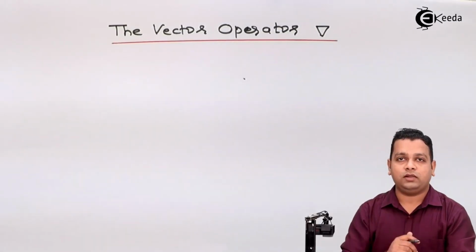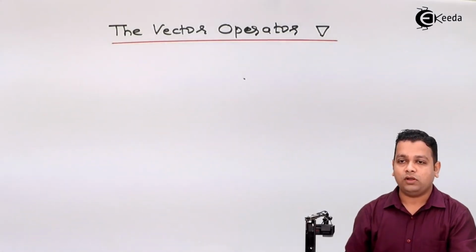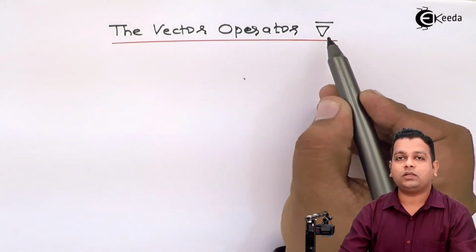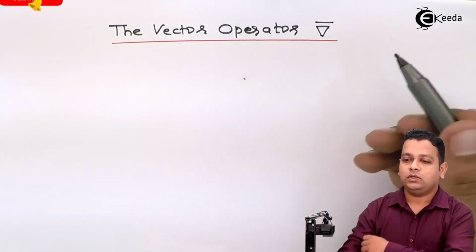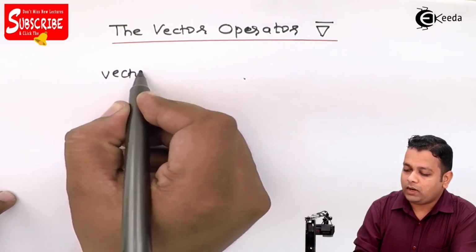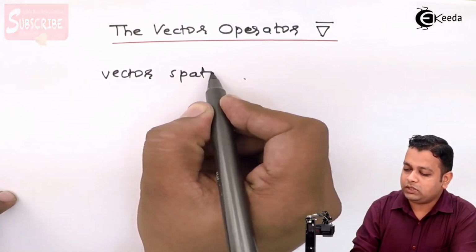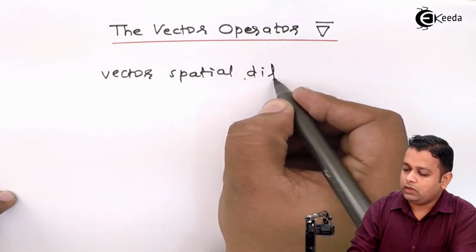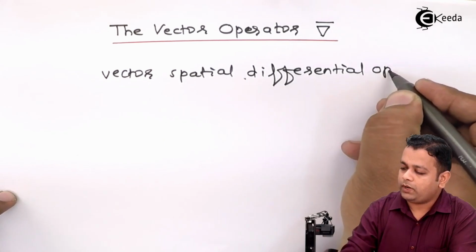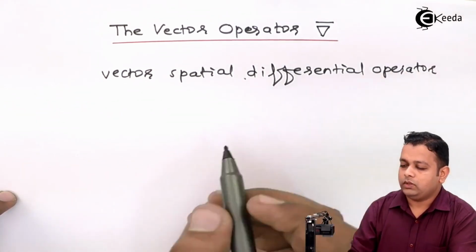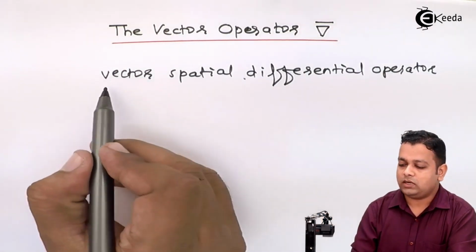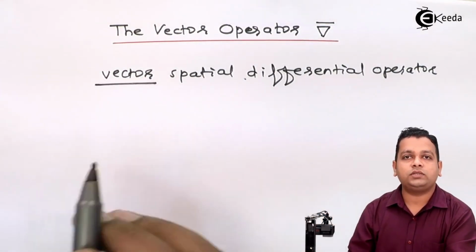The vector operator del is represented by the symbol del, and a bar is given over the head of this del. So the long name of this operator is vector spatial differential operator. As the nature of this operator is directional, we say it is vector. It deals with space.